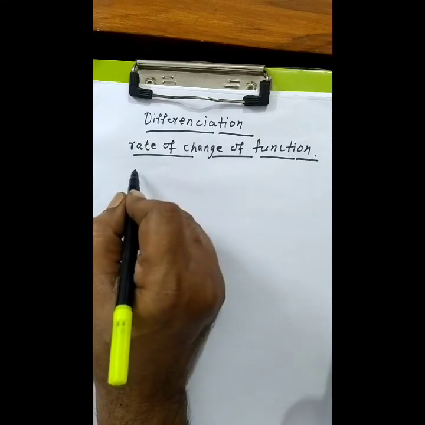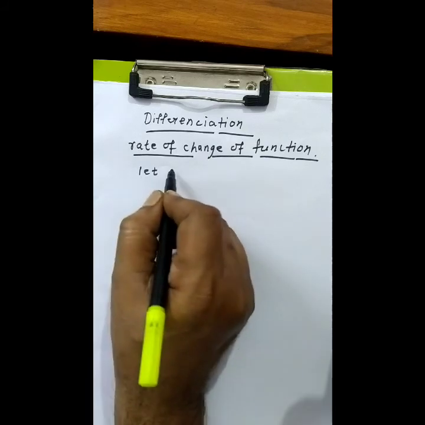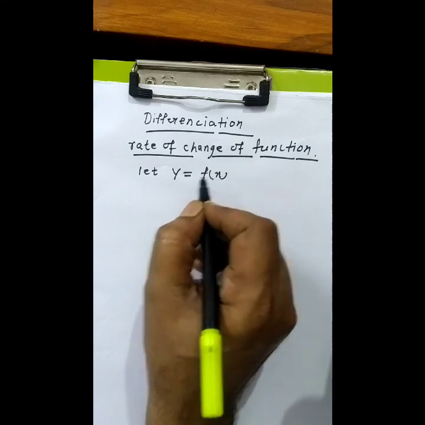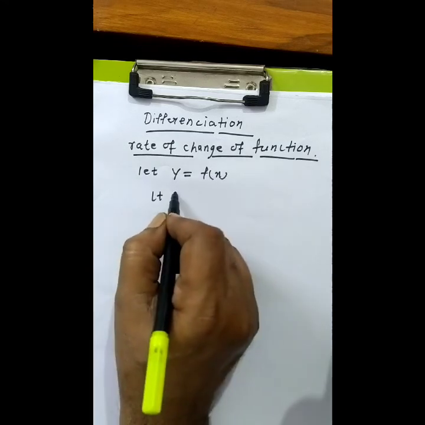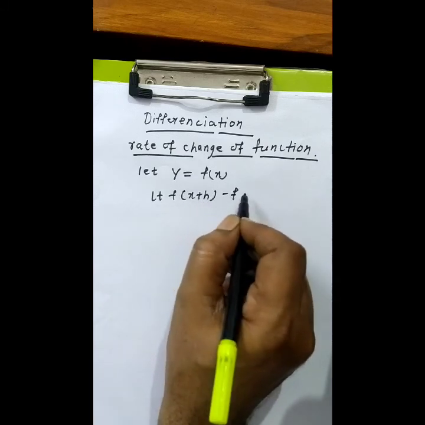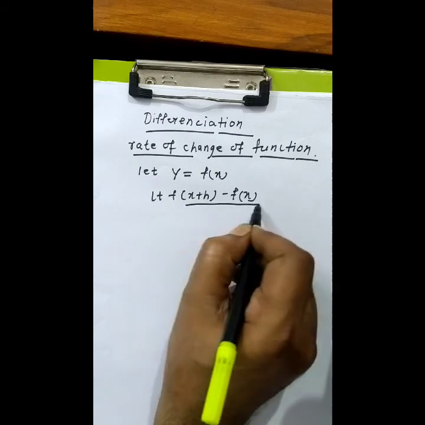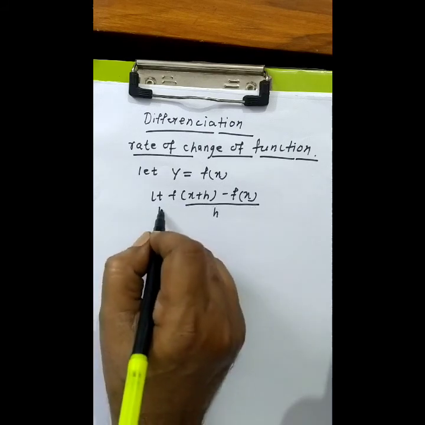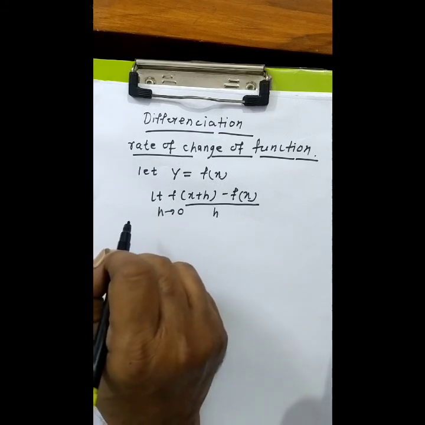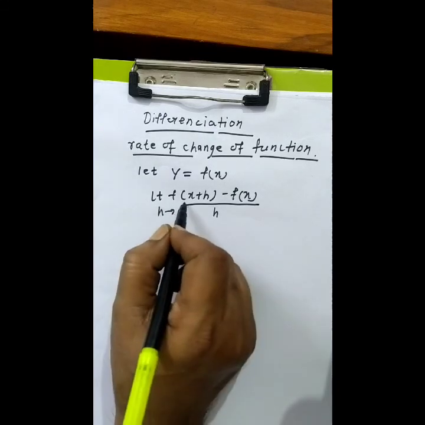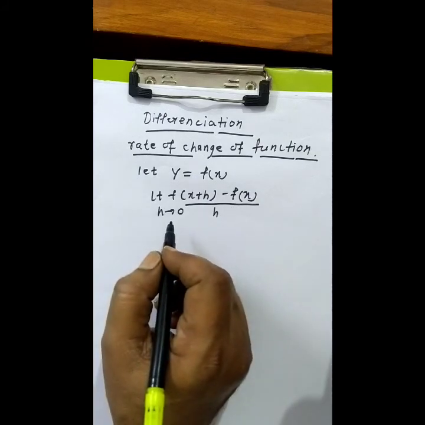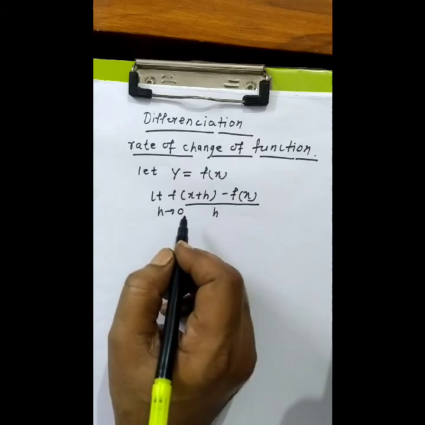Suppose I take a function, let y equals f of x be a function. Now if limit of f of x plus h minus f of x divided by h as h tends to 0 exists. This is your last year definition. If the limit exists, where h is called increment.